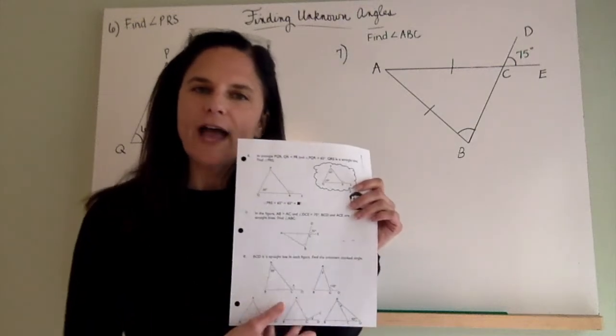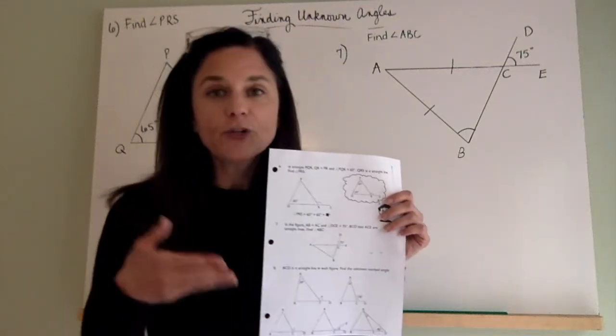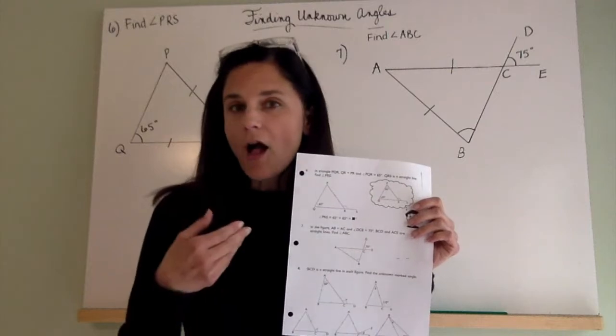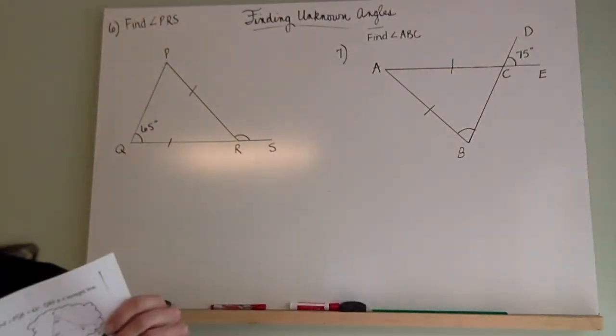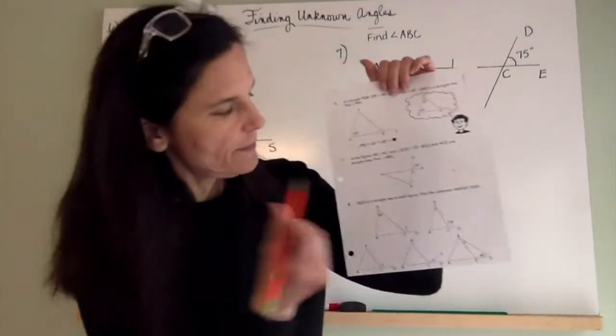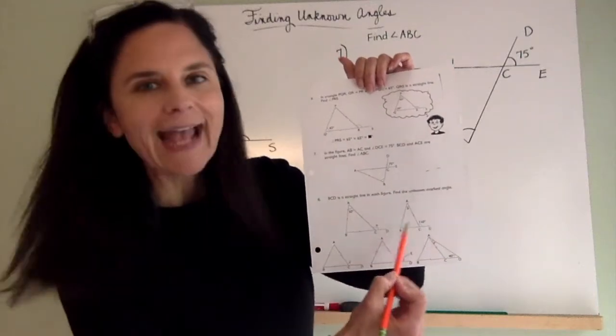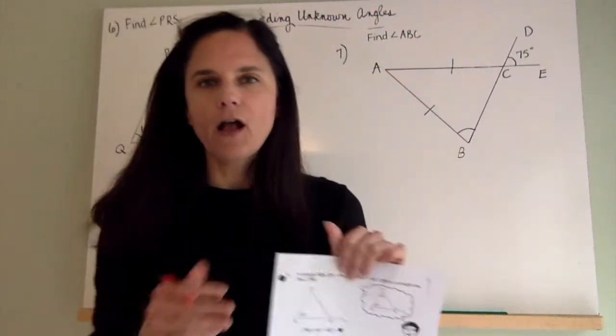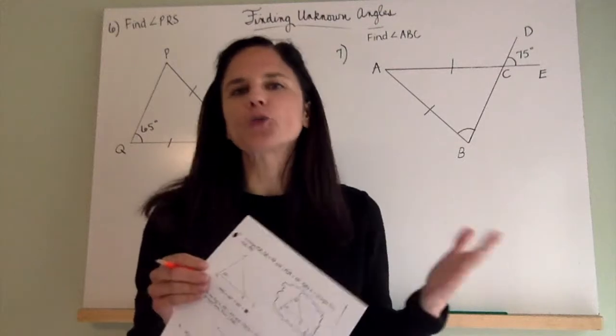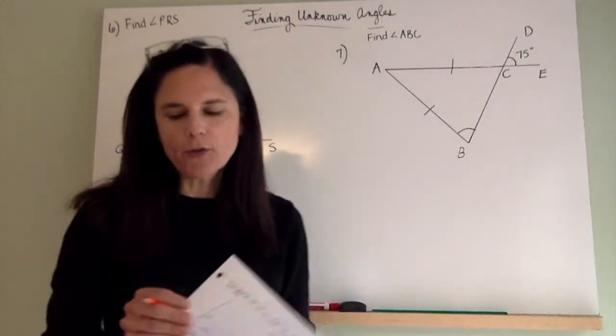The only benefit of having the hard copy is that you can actually write on it, which I find very helpful. I'm going to get a pencil and demonstrate: as soon as we find an angle, you can fill it in. It's easier to track your work that way, and that's how I do it here on the board.